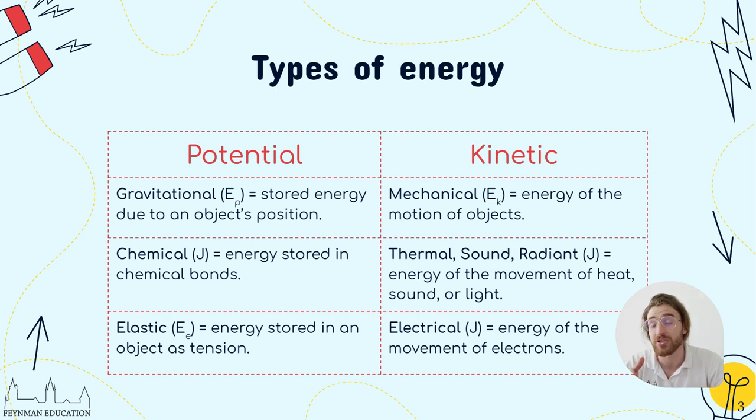Now moving on to kinetic. In kinetic energies, we have objects that are moving, objects that are in motion. Their energy we can say is being expressed. It is being transferred into the outside world. The first one is mechanical energy. This is energy of an object in motion. The next is thermal, sound, or radiant energy, also measured in joules. This is energy of the movement of heat, sound, and light. Radiant means light energy.